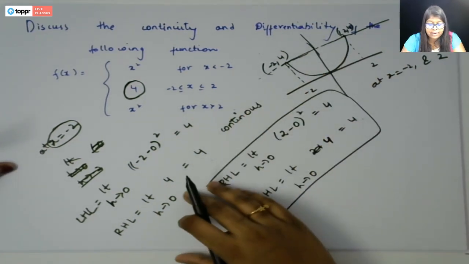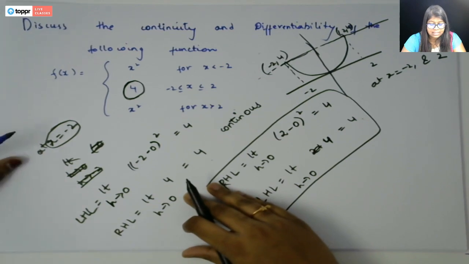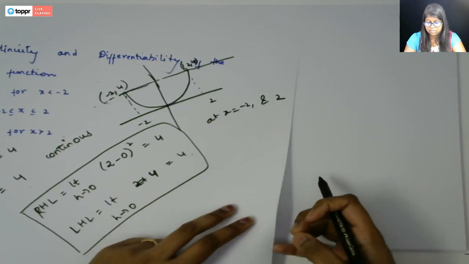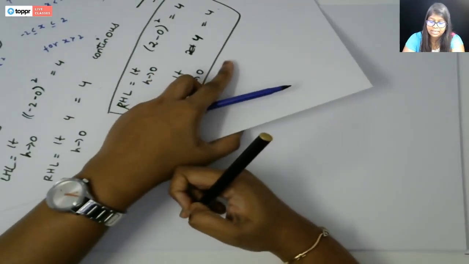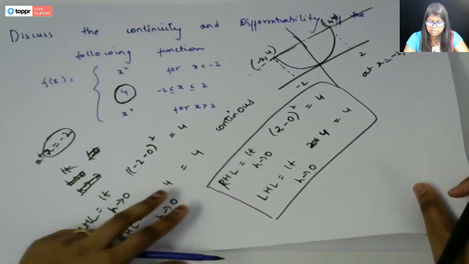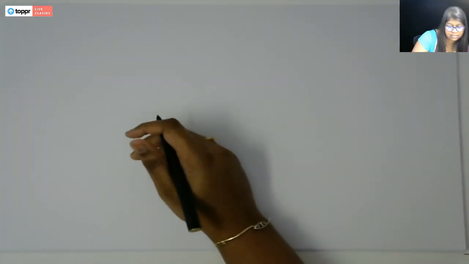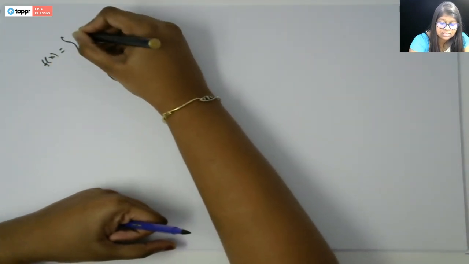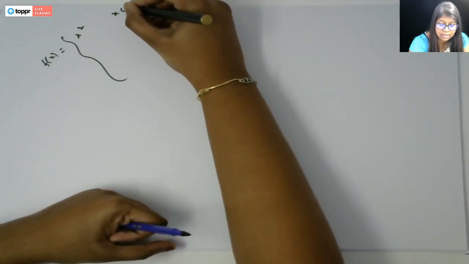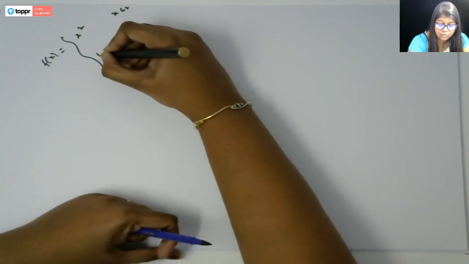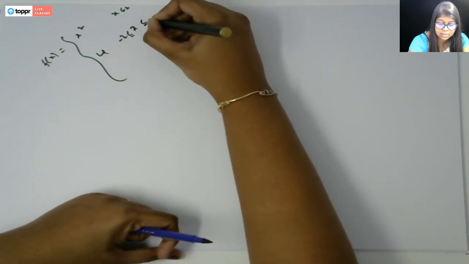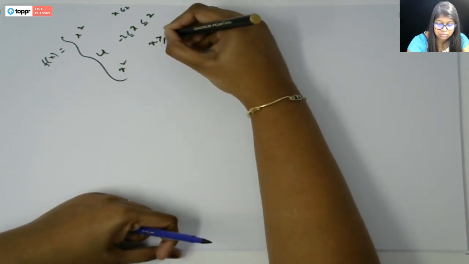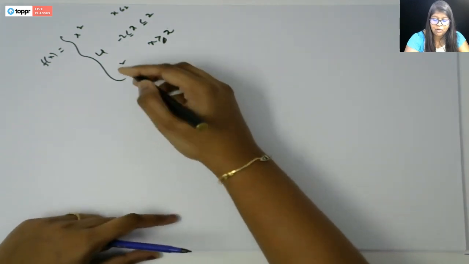So how do you find the differentiability of this function? As we already saw, I'll just take a small space. Okay, so we have already seen that, probably I need to take this away. As we already know, this f of x is x square for x less than -2, and it is 4 for x lies between -2 to 2, and it's again x square for x greater than 2. Now we try to find the differentiability.